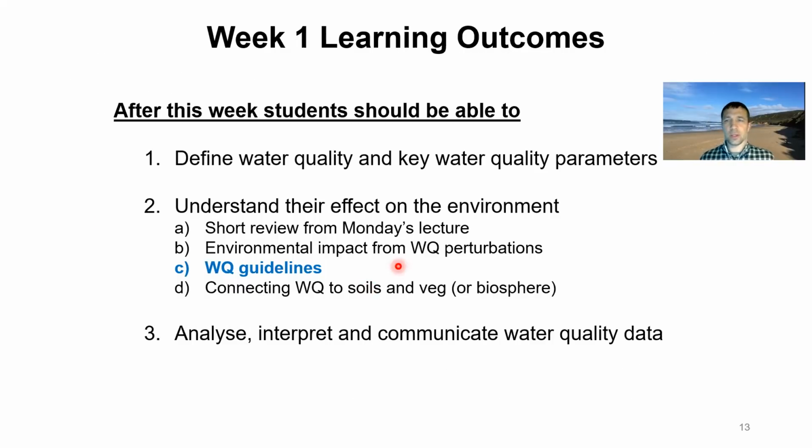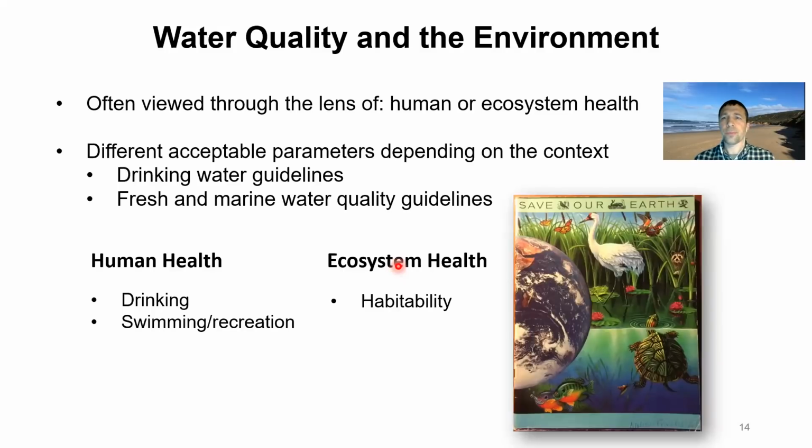All right, so that's a quick review again of some of the water quality parameters, and in particular how they can impact the environment or how the environment can impact them. I want to talk very briefly about water quality guidelines. When we talk about water quality guidelines, we're often viewing this through the lens of human or ecosystem health. The water quality parameters that are acceptable for drinking water, as an example, are very different from those that determine the quality of natural systems.